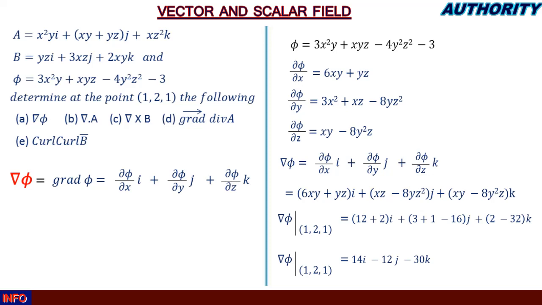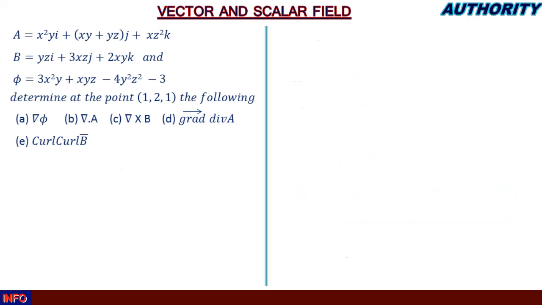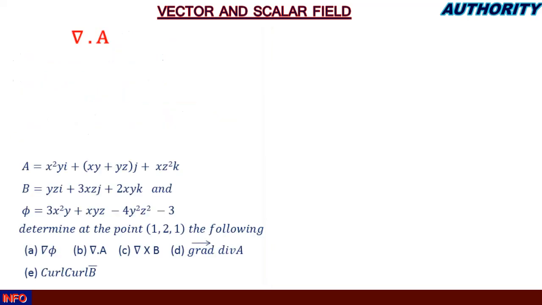It's giving us 14i minus 12j minus 30k. So this is for the gradient of phi, which is number A. Now let's go to number B. Number B says del dot A.